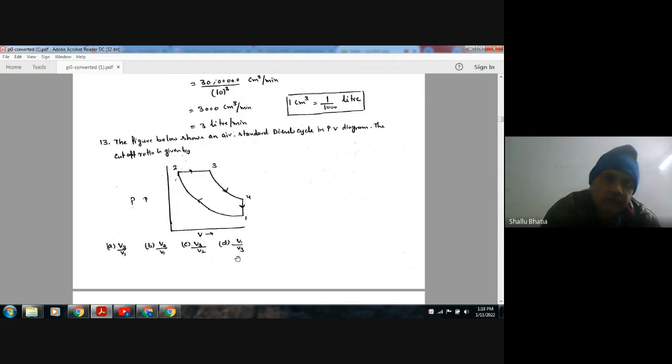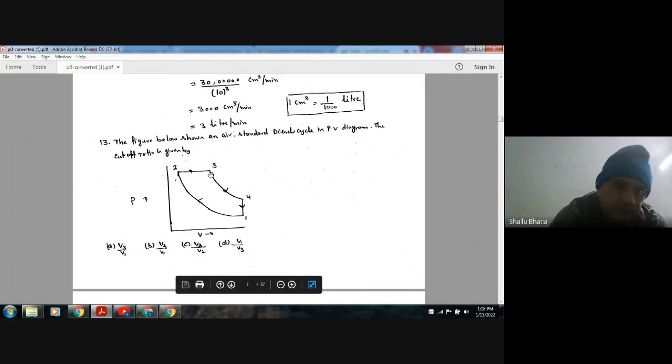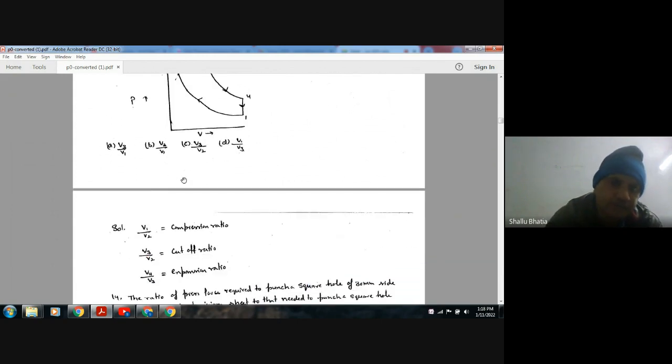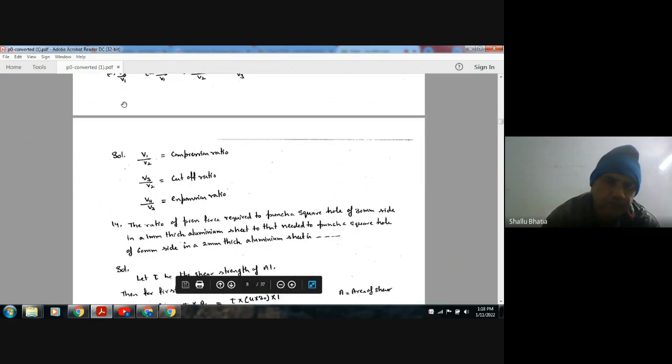Next, the figure below shows an air standard diesel cycle in the PV diagram. The cutoff ratio is given by. So this is your cutoff ratio, V3 by V2. C is the answer. So compression ratio is given by V1 by V2, and cutoff ratio is V3 by V2, and V1 by V3 is the expansion ratio.